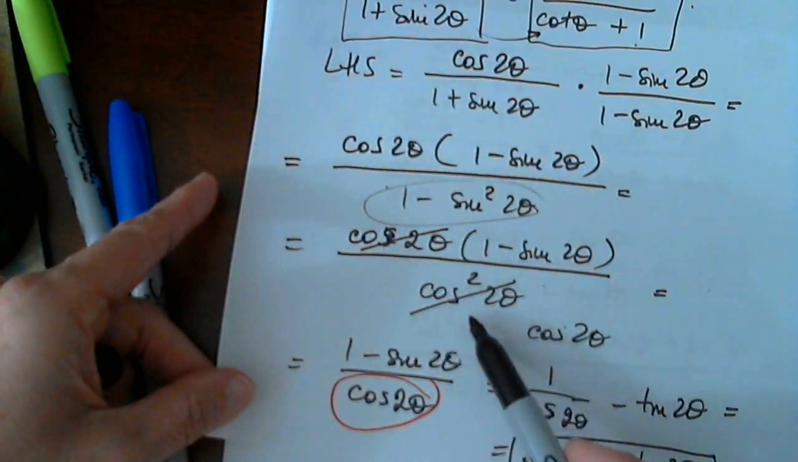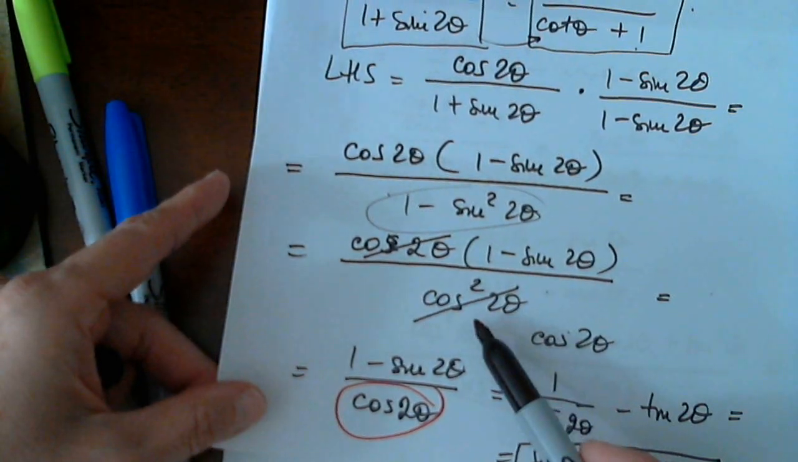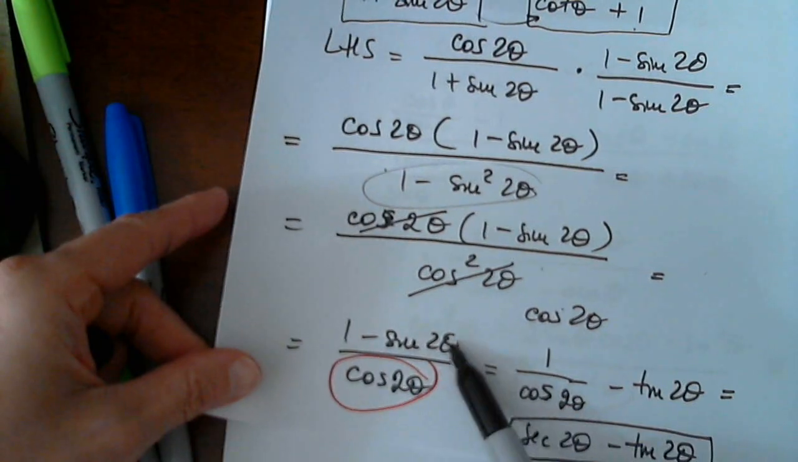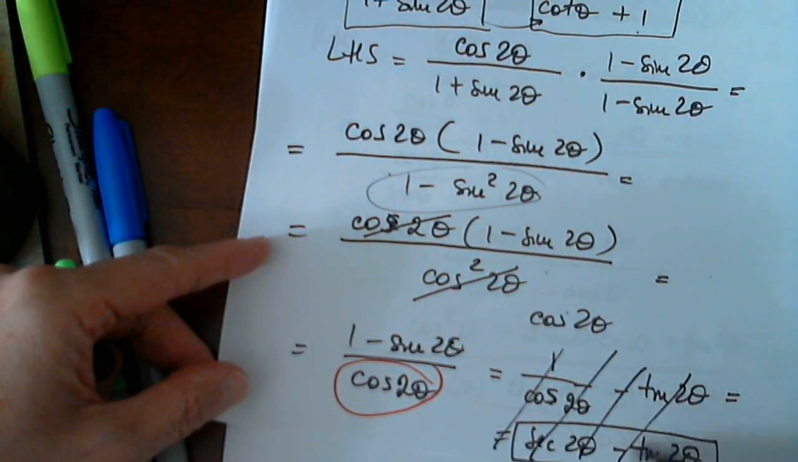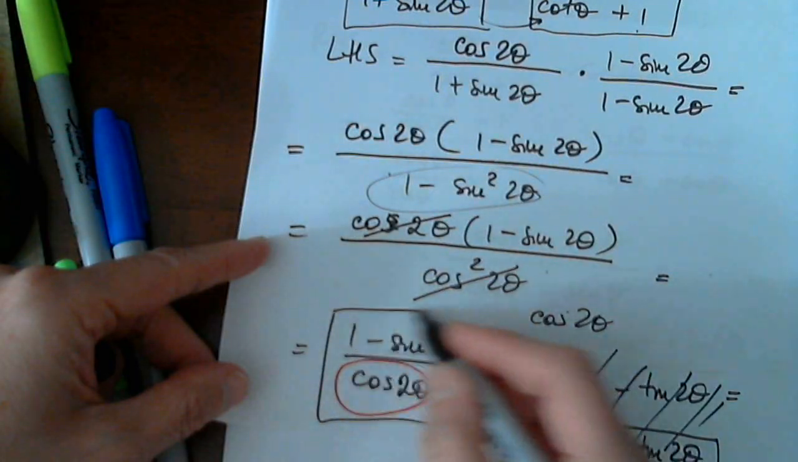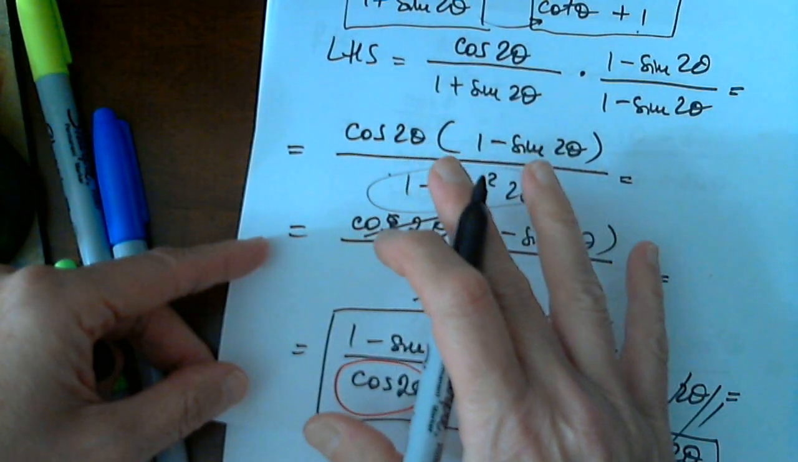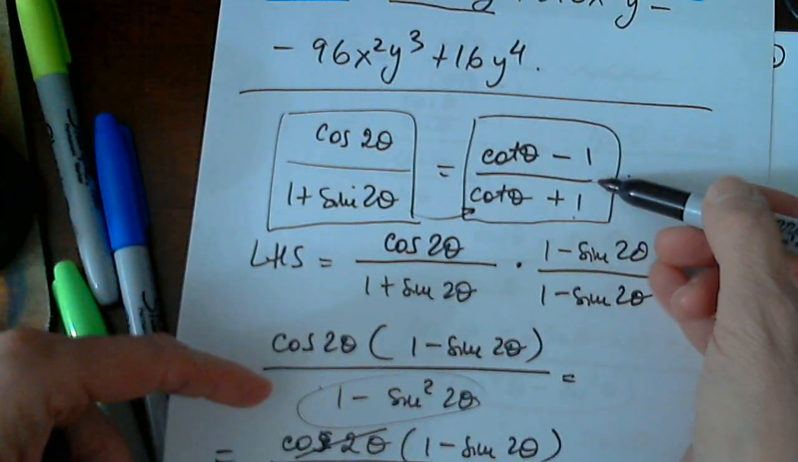Nice, because I can simplify one of those. And then the top is 1 minus sine 2 theta, and the denominator is cosine 2 theta. I don't need to write anything else. This is it for the left-hand side. Now I start from scratch with the right-hand side. What do I do?